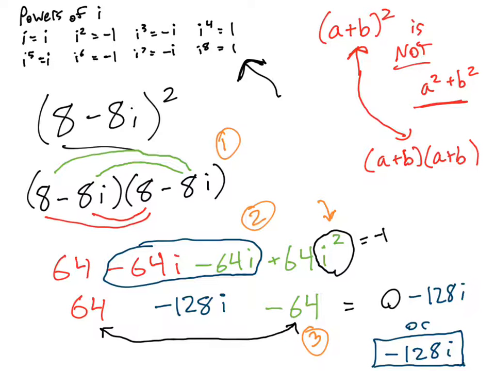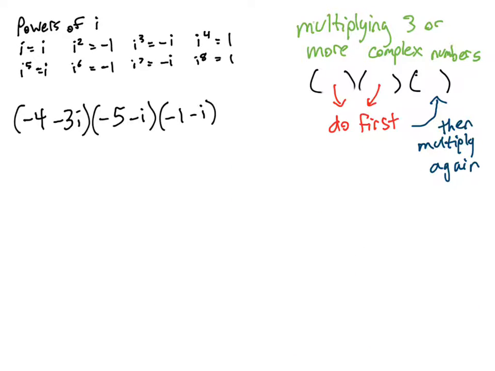Let's finish with one more longer example. And this isn't any harder than multiplying two complex numbers. It's just that if we're multiplying three or more things, we want to multiply these two at a time. So first, let's multiply together these first two expressions in the parentheses, and then after that, we'll multiply times this third expression.